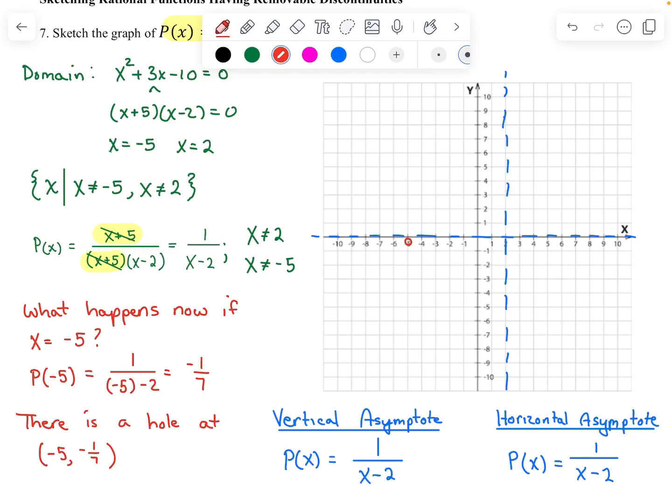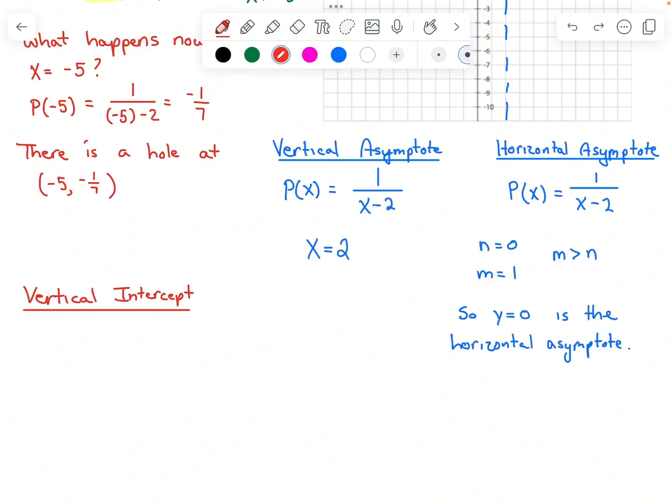Now I'm going to find a couple of points on the graph of p of x, starting with the vertical intercept. To find the vertical intercept, evaluate p of x at x = 0. The vertical intercept is -1/2. So the graph crosses through the point (0, -1/2).